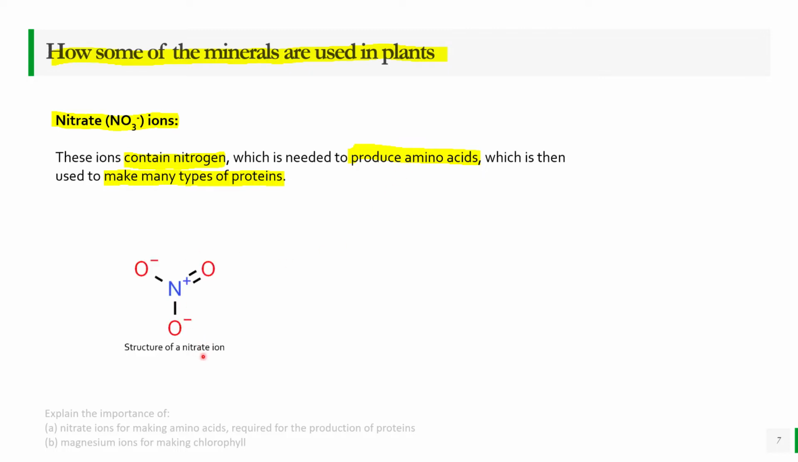Now, this is the structure of a nitrate ion. Nitrate is NO3 minus. Okay, don't worry about that so much. Tapi ada 1 nitrogen and 3 oxygen. 1 nitrogen, 3 oxygen. 1, 2, 3. Okay, so this is one of the simplest things that we learn.